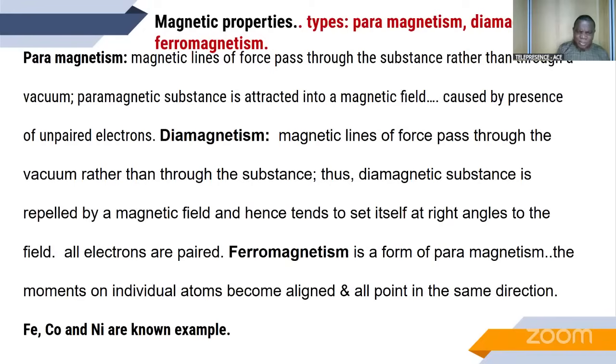There's another situation called ferromagnetism. This is a form of paramagnetism, but the moments on individual atoms become aligned and all point in the same direction. Examples of ferromagnetic substances are iron, cobalt, and nickel. Iron, cobalt, and nickel are very well-known examples of ferromagnetic substances.